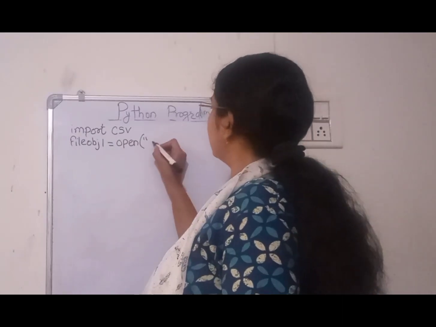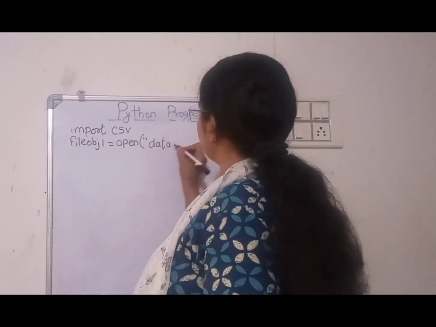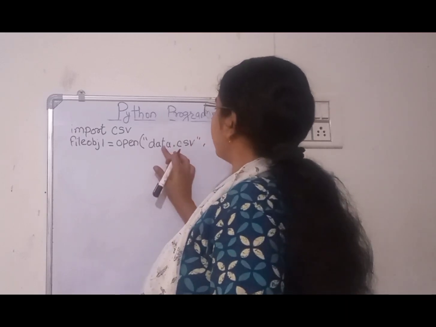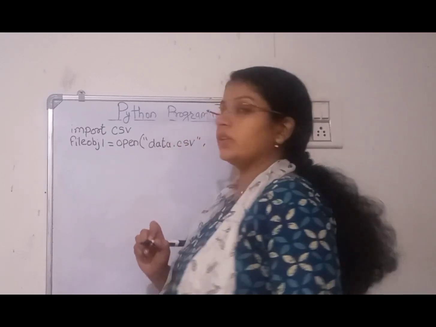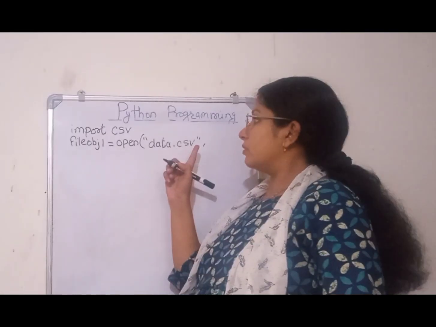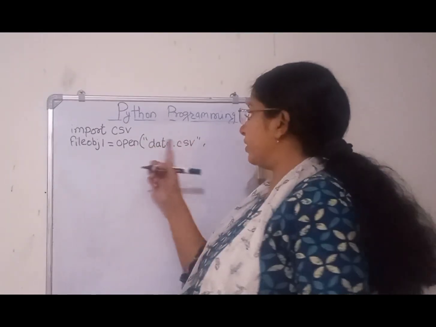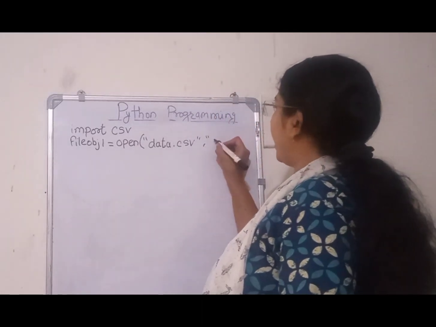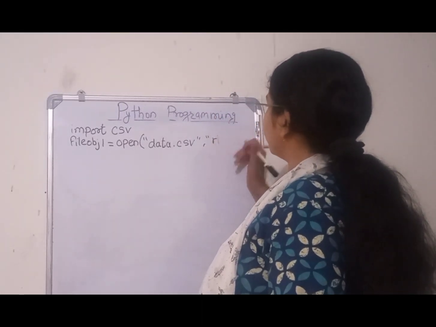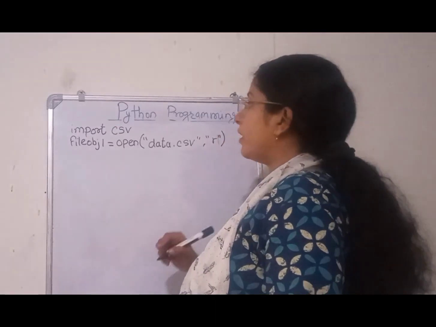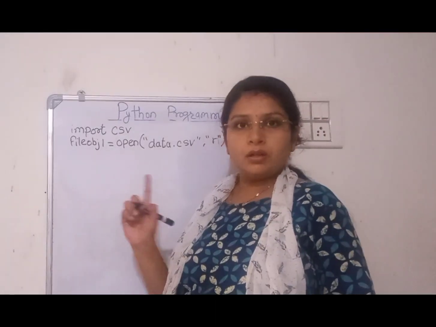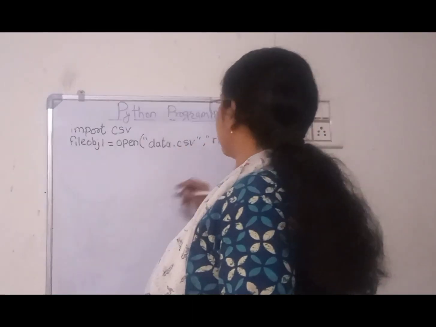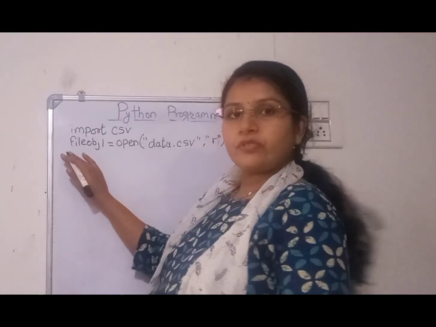Here suppose my file is data.csv. The extension is csv. The file name should be enclosed in single or double quotes. Since we are creating the reader object, the file must be opened in read mode, or r+ mode, or w+ mode. Then your file object is created.